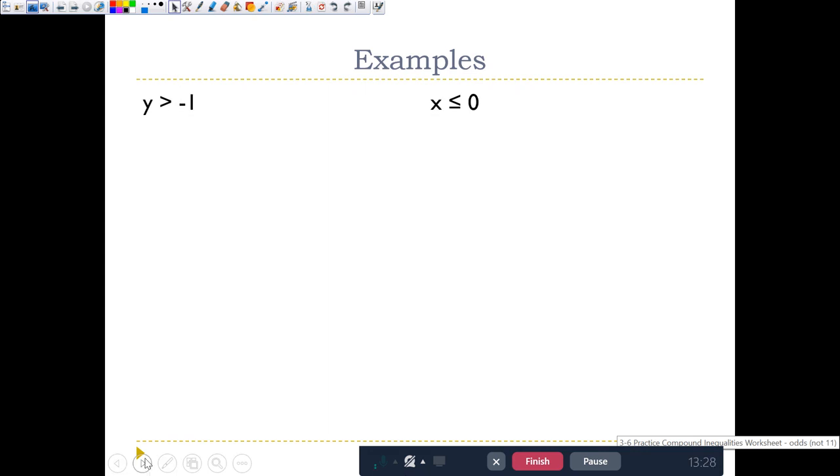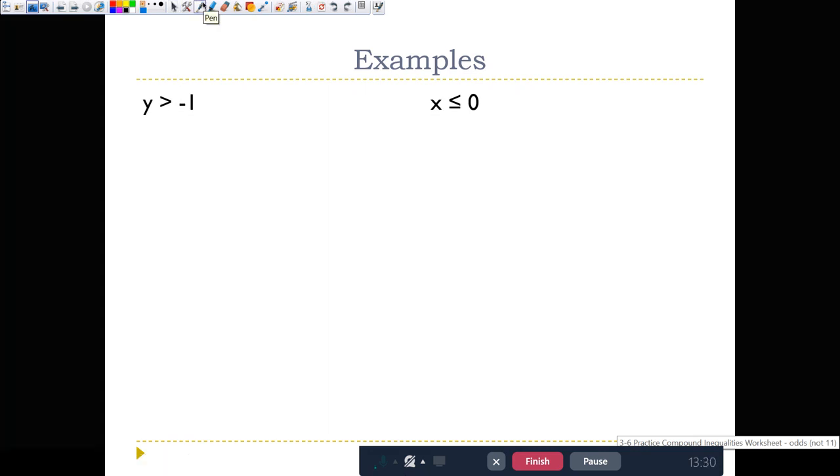Okay, we have y is greater than -1. So is this going to be a solid or a dashed line at -1? Dashed, because it doesn't have an equal to. And am I shading above or below? It's greater than, so above.